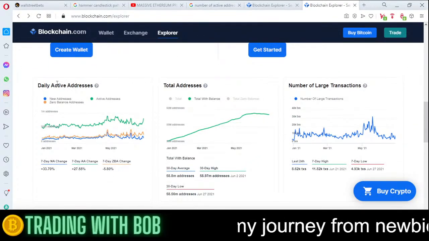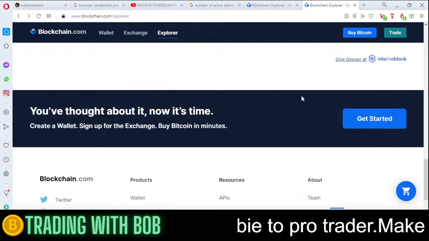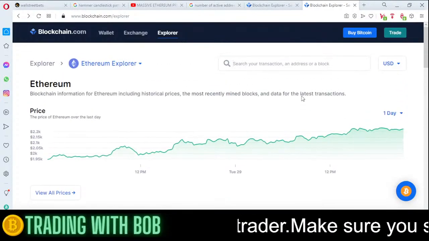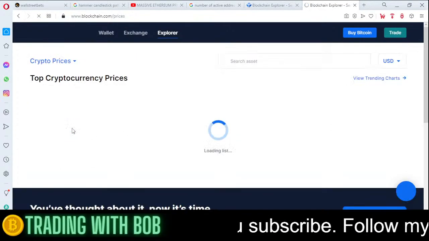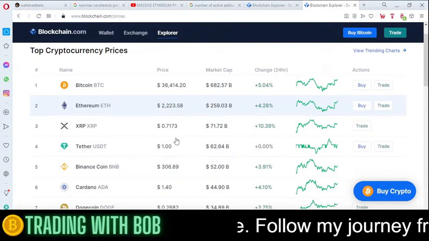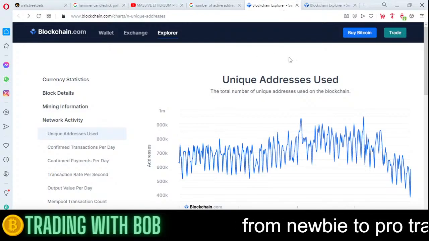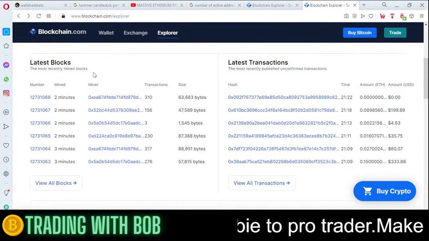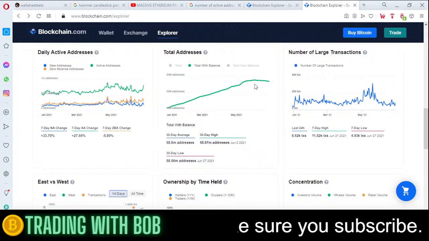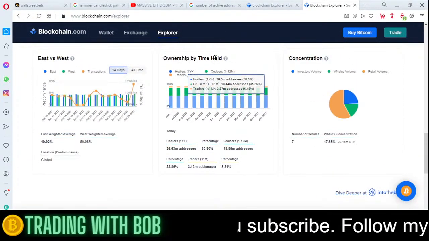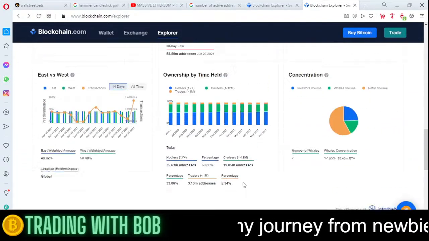Total daily active addresses, number of large transactions. Why is it not consistent? You can't really look at, let's say, view all prices. No, it doesn't tell us the unique addresses used. That's what we need to look for. Unique addresses. All it tells us is this. Nothing else though.